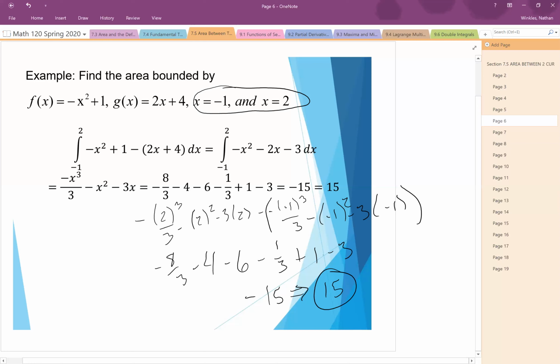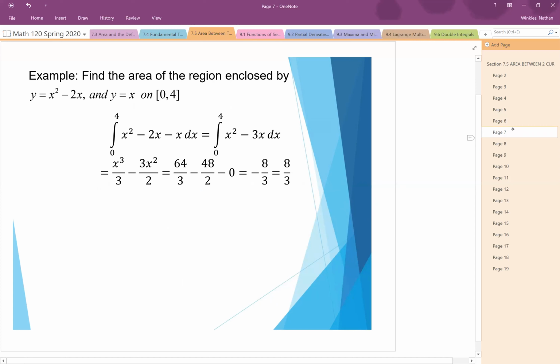So whenever we get that negative area, what that means is that we have picked a value where minus x squared plus 1 is actually below the graph of 2x plus 4. And we're saying it's the other way around when we pick this area. So that's what we have to kind of worry about there.